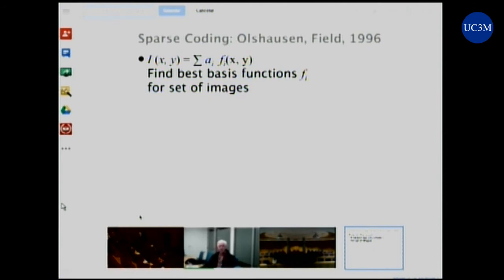And the hope was that by looking at lots of data of different pictures, we could figure out what are the best pieces. We wouldn't have to say, I want the pieces to be a face with eyes. The system would figure it out for itself.